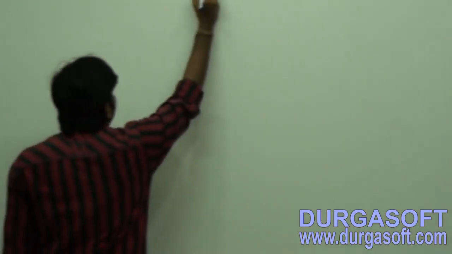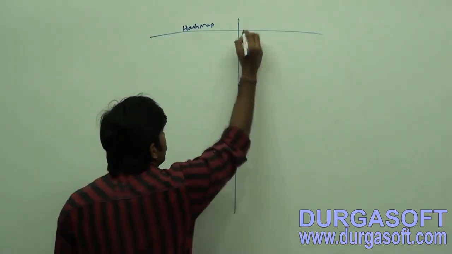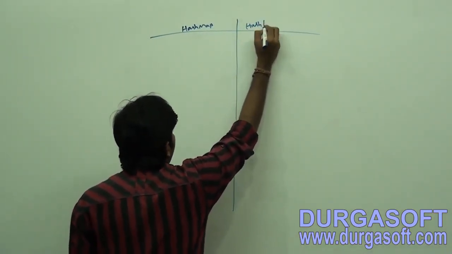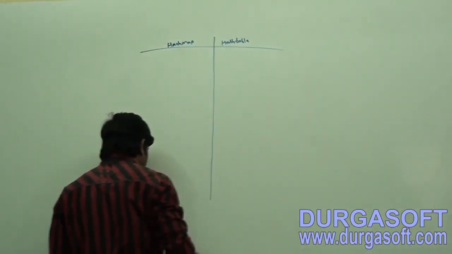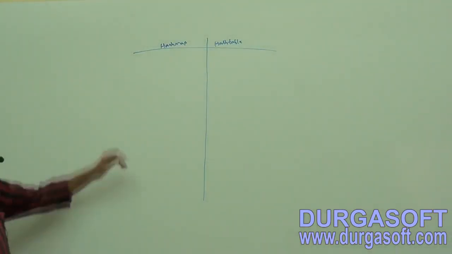Differences between hash map and a hash table. Just observe here: hash map and hash table. Here, the first point you people should be aware of.